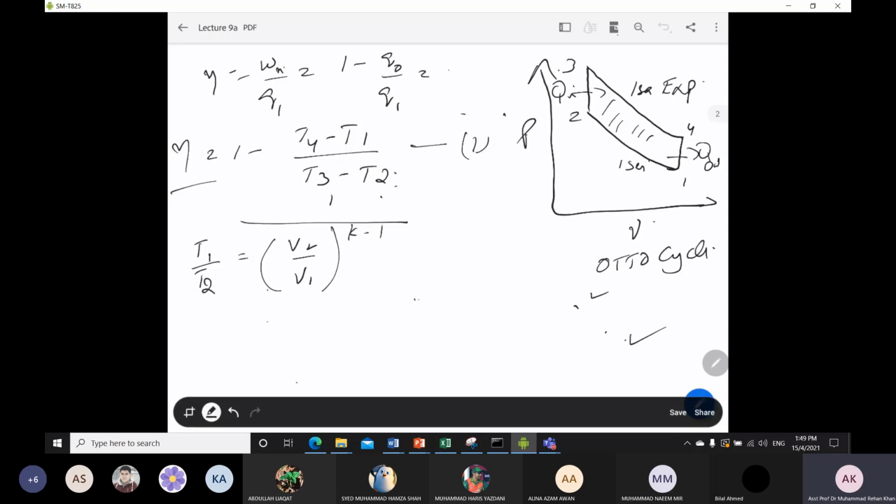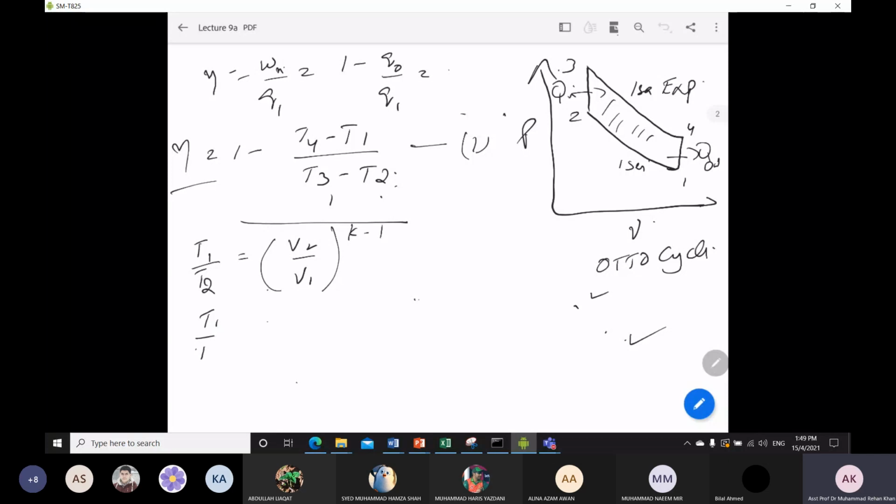Okay, so this equation comes from your chapter number 4. If you do not know about this equation, you can go and check chapter number 4, and you also get the derivation of this equation in chapter number 4 as well. Okay, so similar thing, another equation which is T1 over T2, which is equal to (V3 over V4) to the power K minus 1.